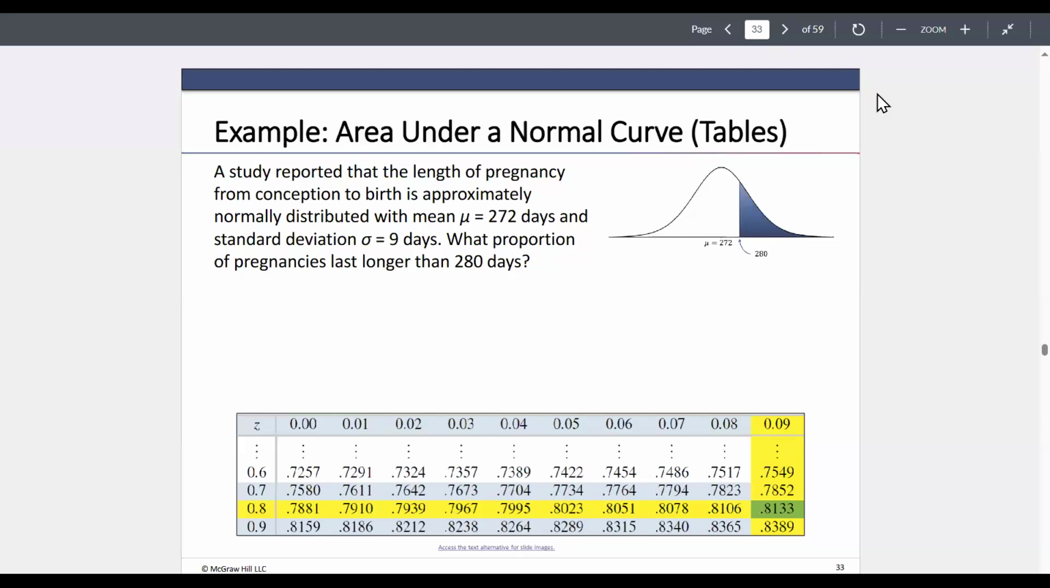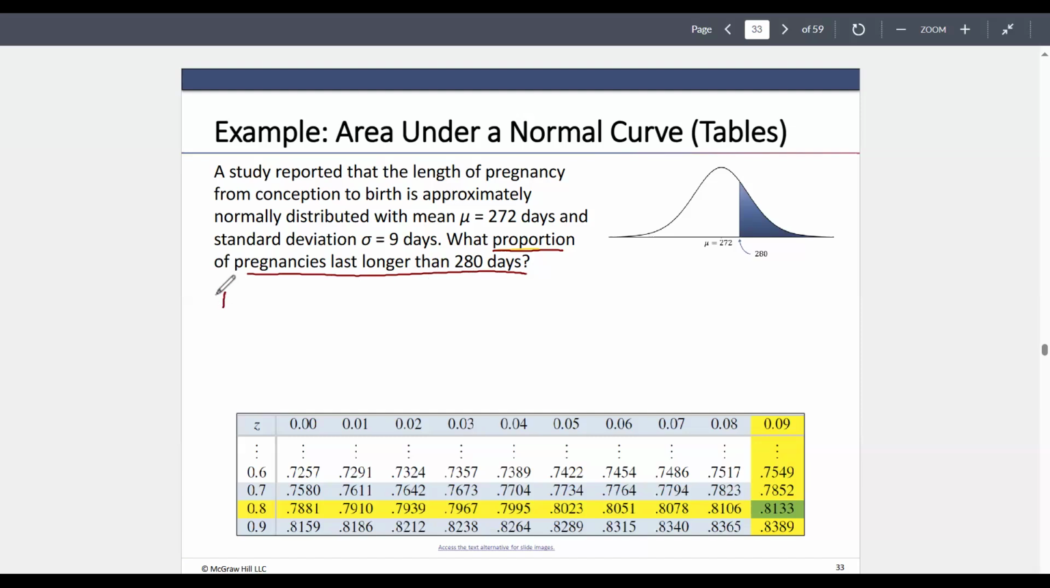All right, so same problem. Once again, the length of pregnancies is normally distributed with a mean of 272 days and a standard deviation of 9 days. Now we want to know what proportion of pregnancies last longer than 280 days?